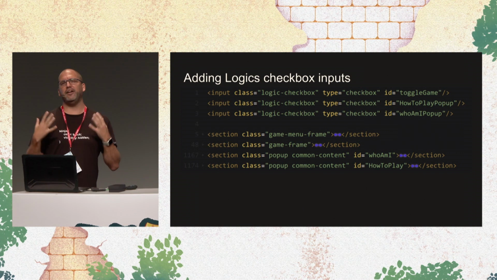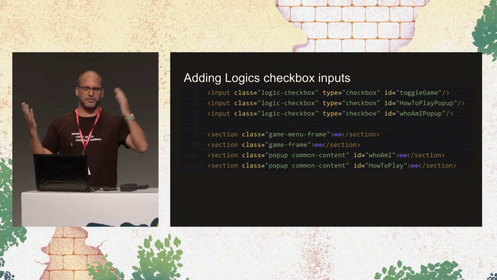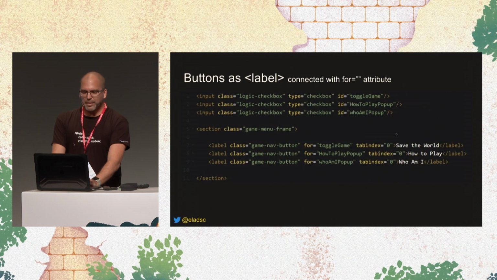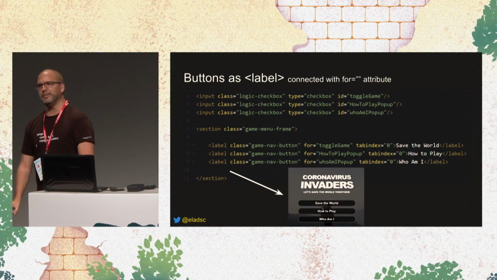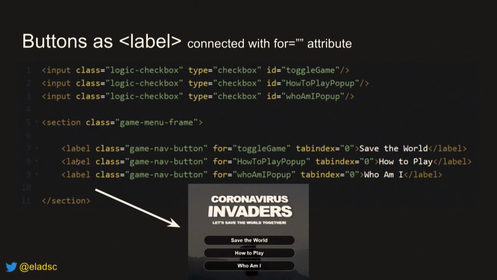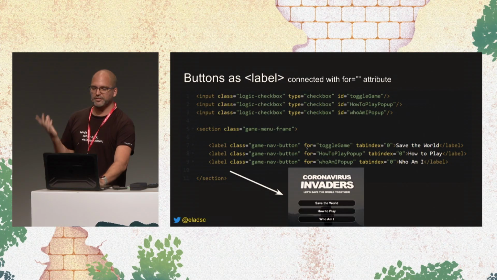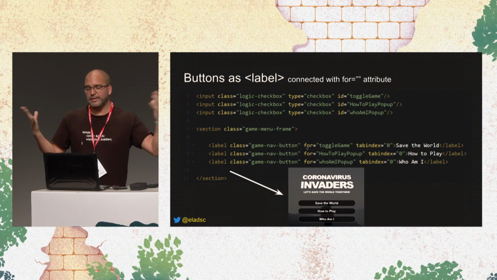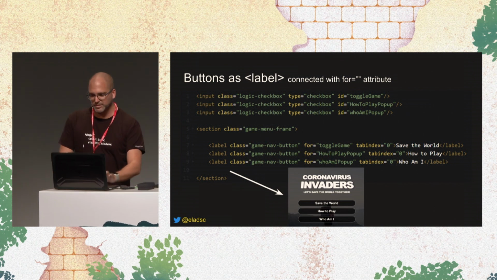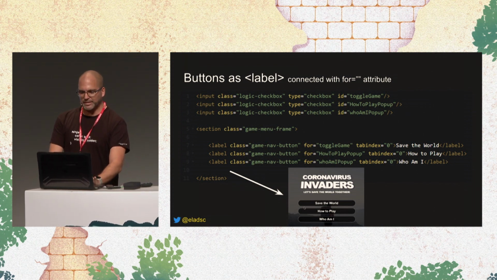For that, we have a very old feature that exists since the beginning of HTML, I think. The buttons that you saw in the game navigation are not button HTML elements. Instead, I'm using the label HTML element. And the label HTML element can trigger any input that you want. You just need to use the for attribute that can be connected to any input checkbox that you want, or any input at all. And here you can see that this label button, Save the World, is being connected to the ID name of this checkbox. You see toggle game, toggle game. This is the for attribute, and this is the ID name.